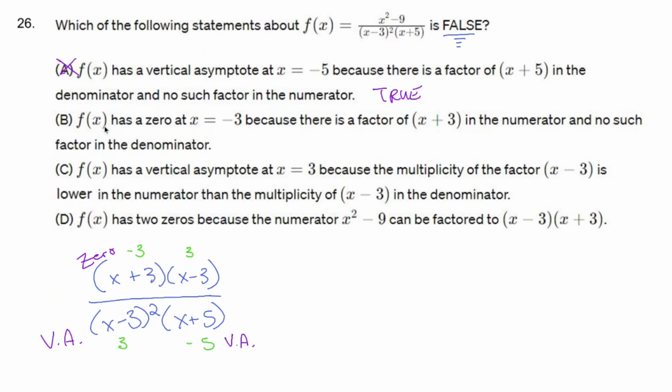f of x has a zero at x equals negative 3 because there is a factor of x plus 3 in the numerator and no such factor in the denominator. That is also true, so that's not the one that we want. f of x has a vertical asymptote at x equals 3 because the multiplicity of the x minus 3 is lower in the numerator than the multiplicity of x minus 3 in the denominator. That is also true. Be careful with the wording, but it does say the multiplicity of the factor x minus 3, which is 1, is lower in the numerator than the multiplicity of x minus 3 in the denominator. True statement.